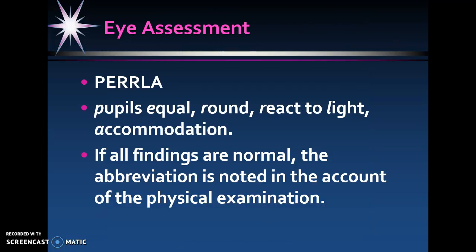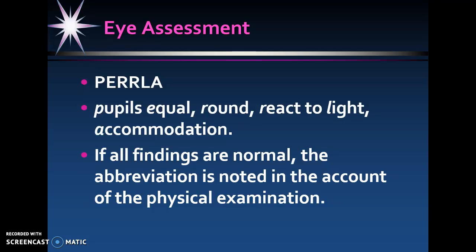When we're assessing eyes with our penlight, we want to make sure that the light in the room is dim enough to allow for pupillary reactions. And remember that the acronym we use, PERLA, stands for pupils equal, round, reactive to light, and accommodation. If all the findings are normal, we can just use this abbreviation in the chart.